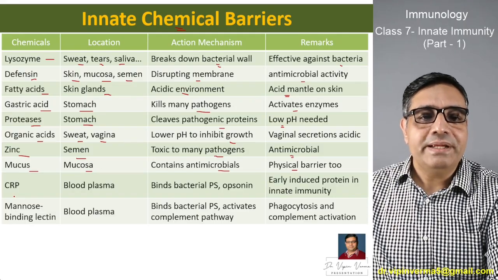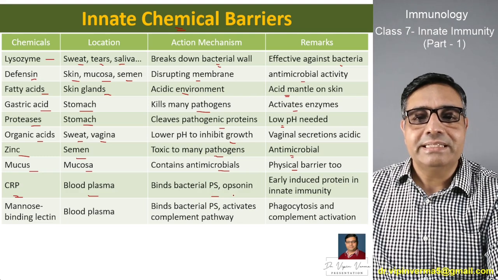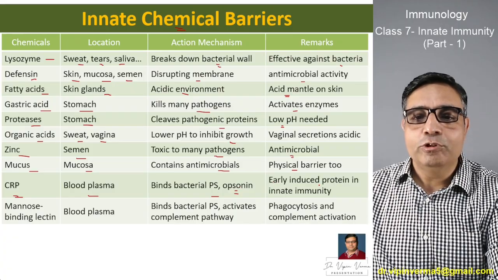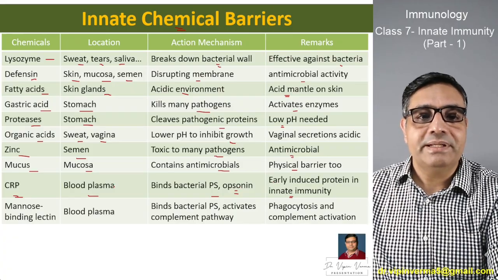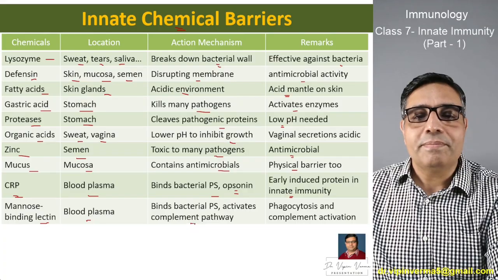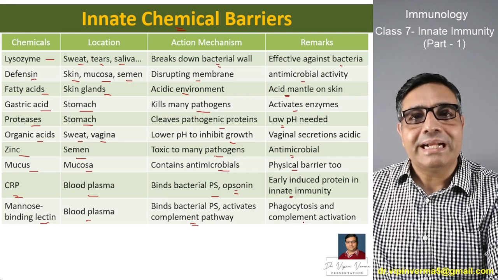Then we have CRP. It is present in blood plasma and binds to bacterial polysaccharides. It's a kind of opsonin. What is opsonin? We will see that. CRP is an early induced protein in innate immunity. Then we have the mannose binding lectins. We call it MBL, mannose binding lectin. Again, it is in plasma and it binds the bacterial polysaccharide and activates the complement pathway. It helps in phagocytosis and complement activation.